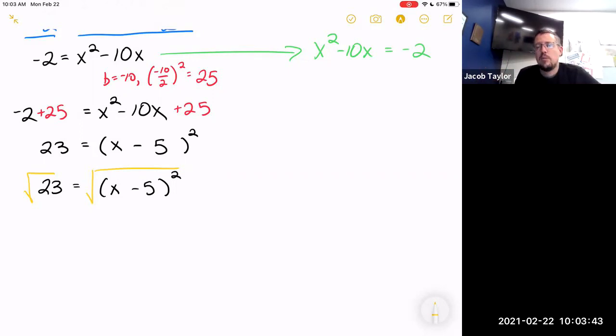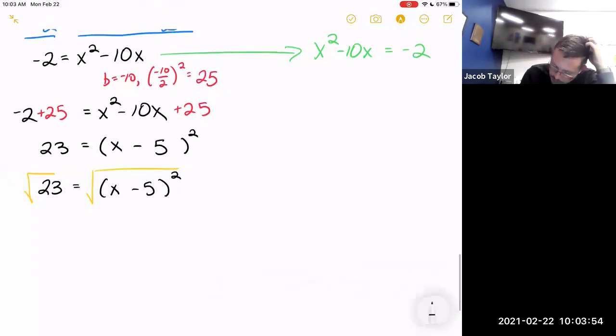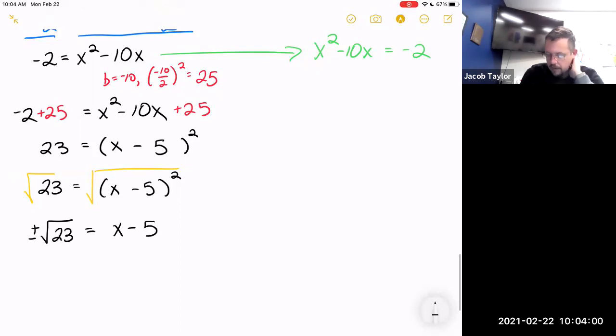So I'm just going to leave it as the square root of 23, but even though I'm leaving it as the square root, the same idea applies that taking the square root gives me both a positive and a negative answer. So this is not going to be just the square root of 23. It's going to be positive or negative square root of 23 equals x minus 5.